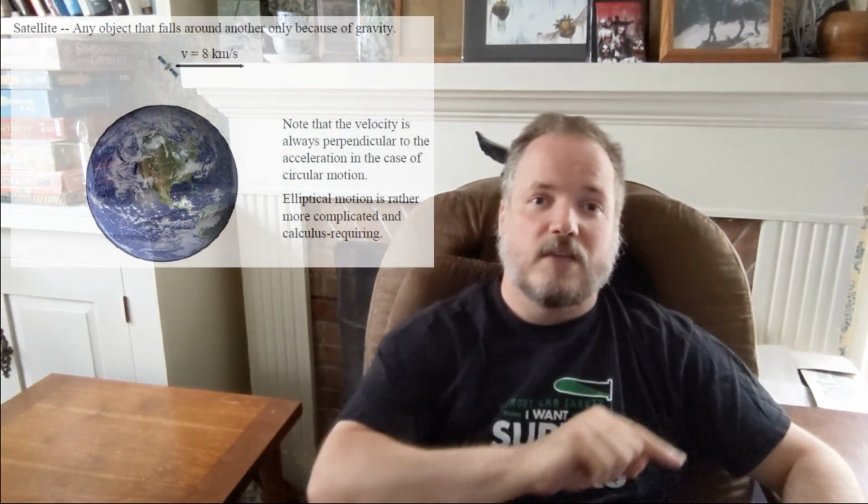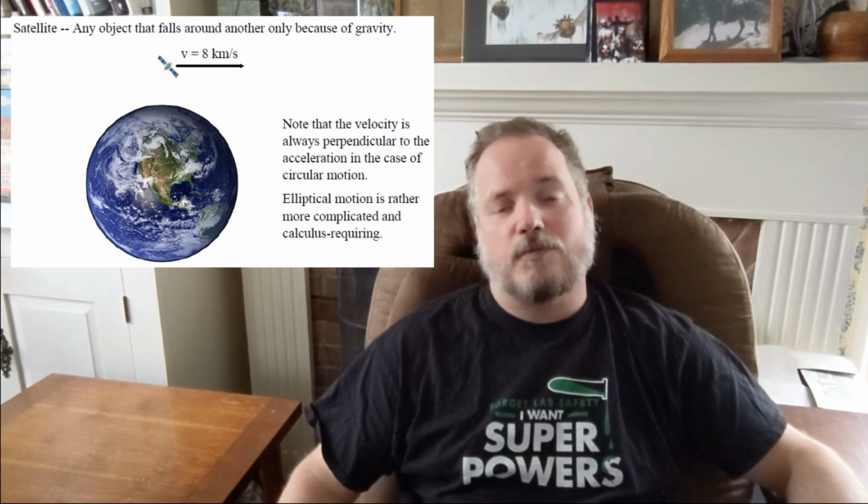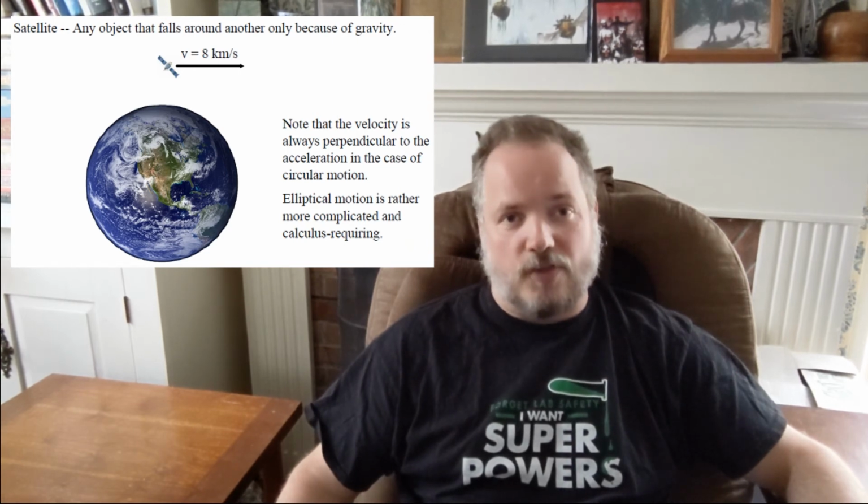And your direction has changed to still be tangent to the Earth at that new point. And so you're going to go another 8,000 meters, and then fall 5 meters, and then 8,000, and 8,000. And what's going to happen is you're going to fall around the Earth. That's what a satellite is. A satellite is an object that is falling around the Earth.